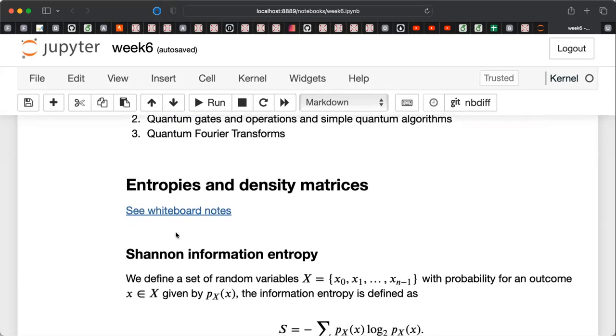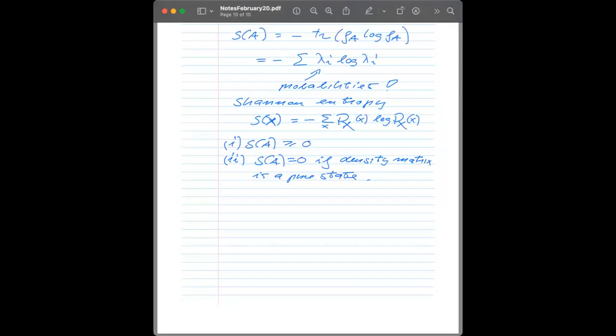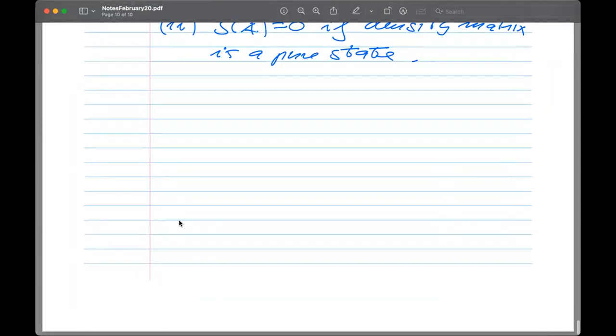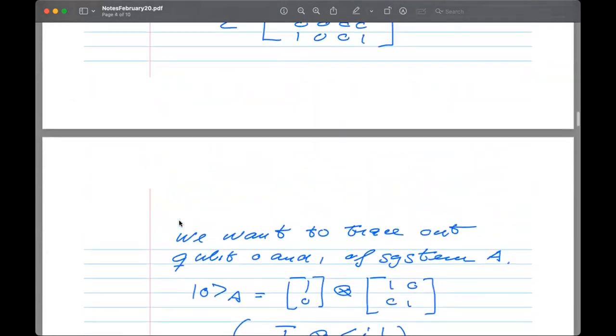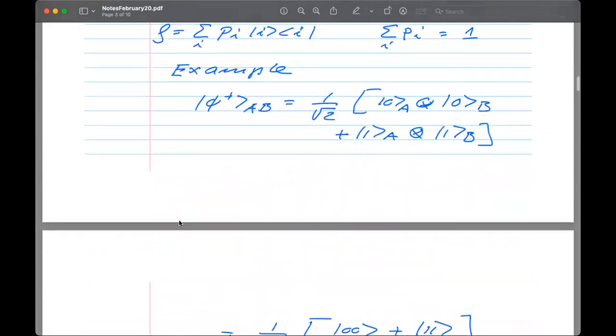So I'm going to just bring up parts of the whiteboard notes. I haven't typed in the lecture notes from last week everything which we did. So let's switch back to the handwritten notes from last week, and let me remind you of some of the basic topics which we went through. So one of the things which we did last week was to discuss the trace of the density matrix. So let me just quickly remind you of that.